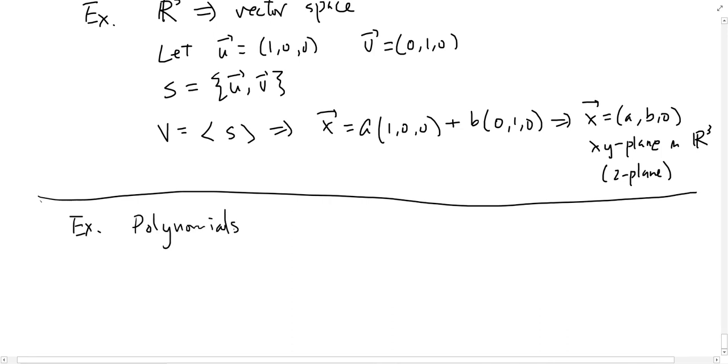Imagine the polynomial space, P sub n. I can define P sub 3, which would be a subspace of P sub n, to be the span of the following vectors.